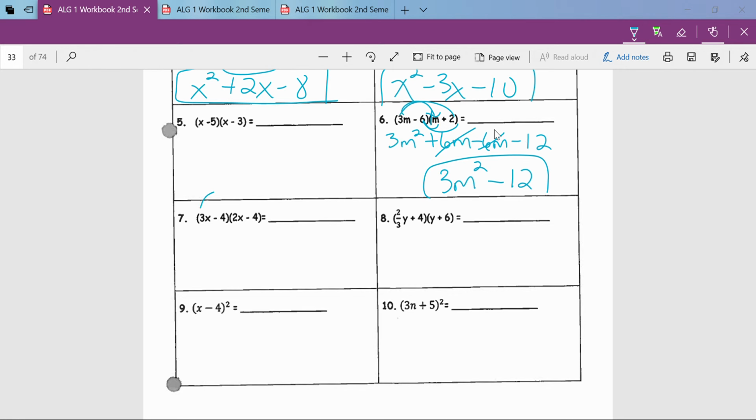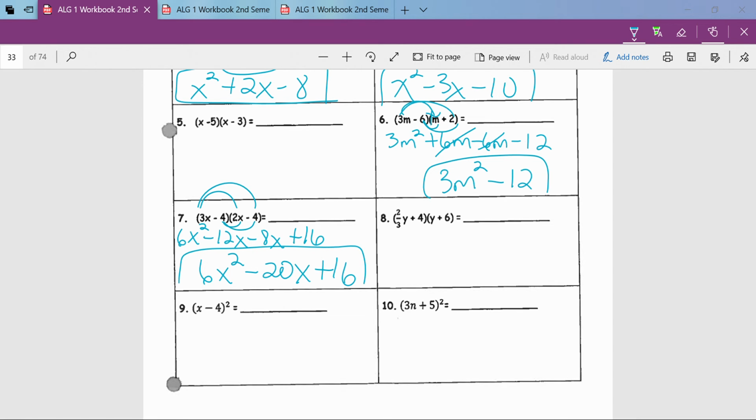Number 7, 3x times 2x. 3 times 2 is 6. X times x is x squared. Then 3x times negative 4, negative 12x, then negative 4 times 2x, negative 8x, the negative 4 times the negative 4 is a positive 16. Careful, don't go putting an 8 or anything like that. Negative 4 times the negative 4 is a positive 16. Then the middle two terms will combine to give me a negative 20.